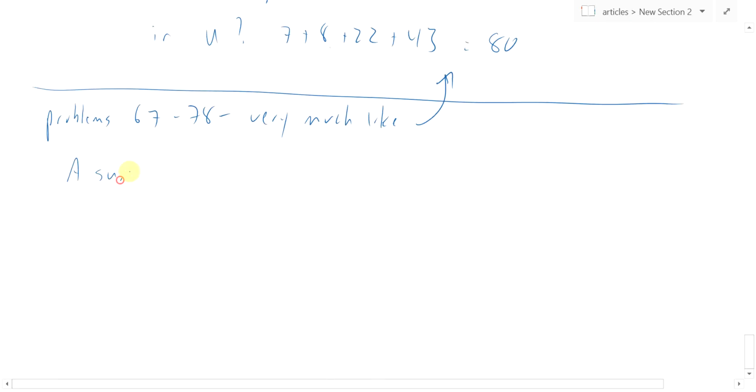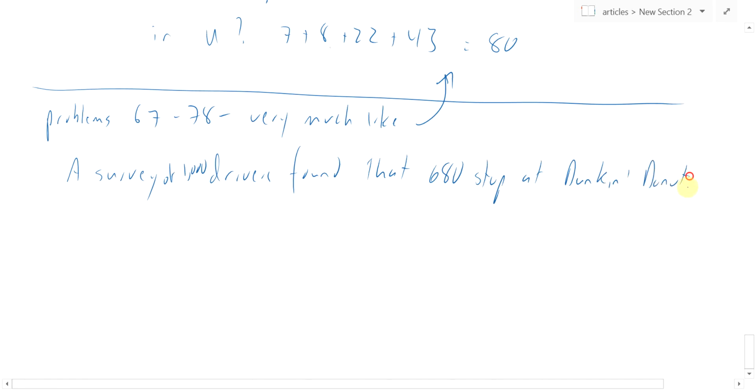A survey of 1,000 drivers found that 680 stop at Dunkin' Donuts when they're on a road trip, and 420 stop at Krispy Kreme, because we all know that good road trips are fueled by donuts, and 150 did both.